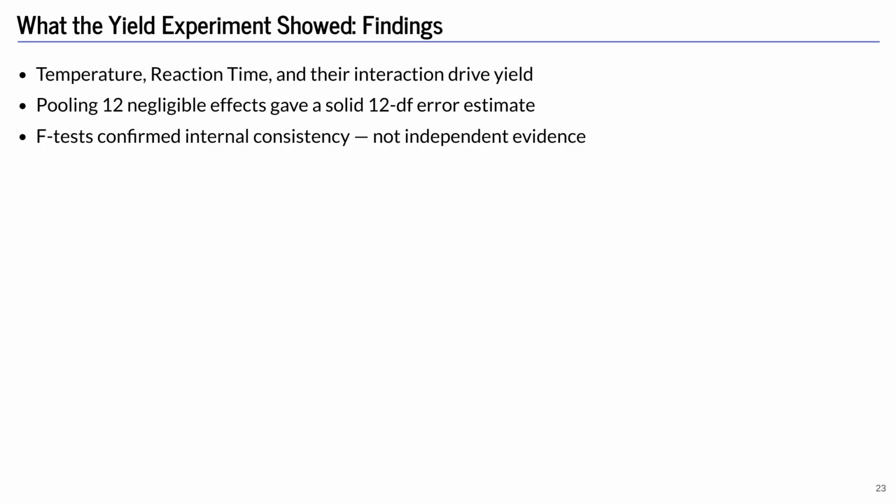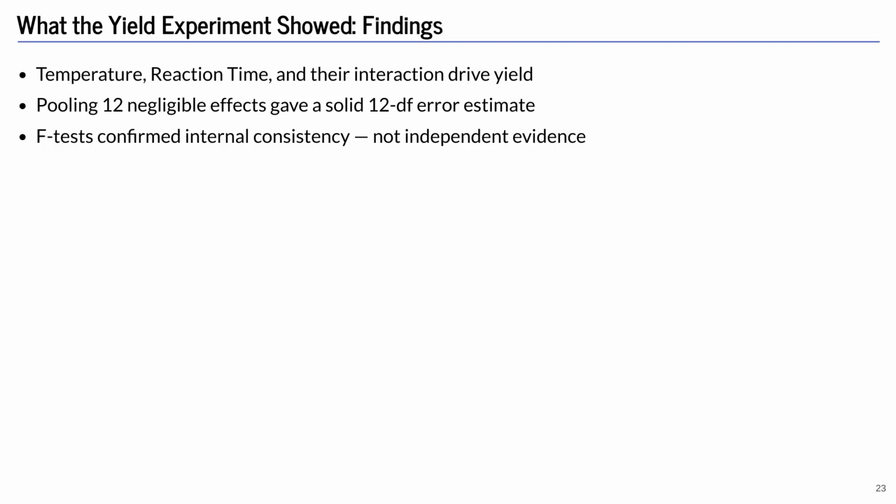Let me pull together what the yield experiment taught us. 3 effects drive yield: temperature, reaction time, and their interaction. The interaction is the most important finding because it means you cannot optimize temperature without knowing where reaction time is set. Pooling the 12 negligible effects gave us a 12-degree of freedom error estimate, solid enough to support meaningful tests.